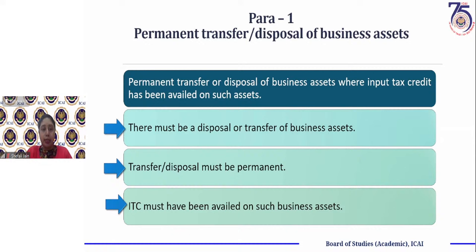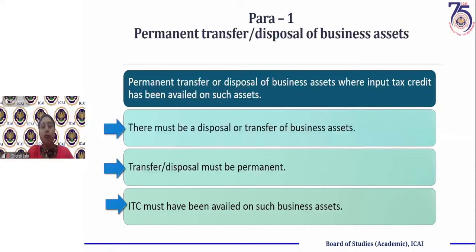Now, this is the most important condition. Only when, at the time of purchase of these business assets, we had availed ITC on them, will we say that when we are disposing of them, it is a supply, even if we have not charged anything from the recipient.